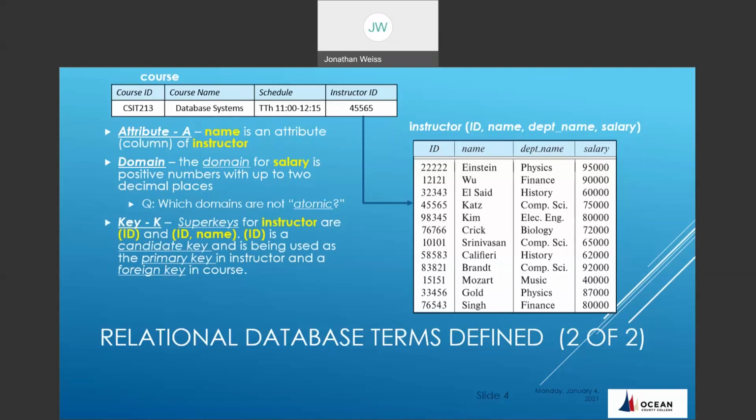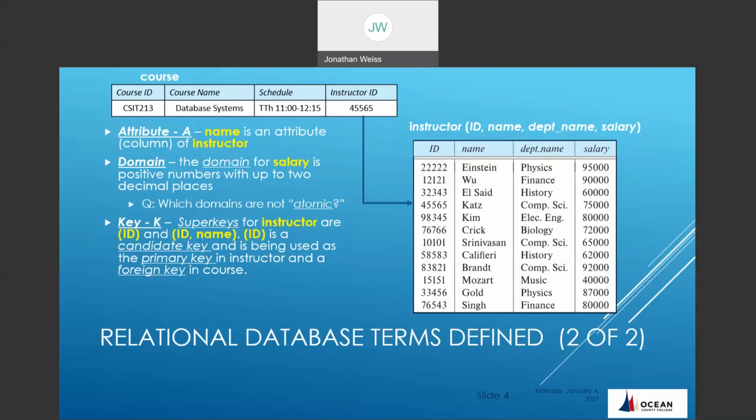Okay. In this particular case, we're choosing ID as the primary key of this table because we know that uniquely identifies each tuple in the table. And we're referencing those records from course via the instructor ID, which is a foreign key in the course relation. And that's how we relate these tables, these relations to one another.